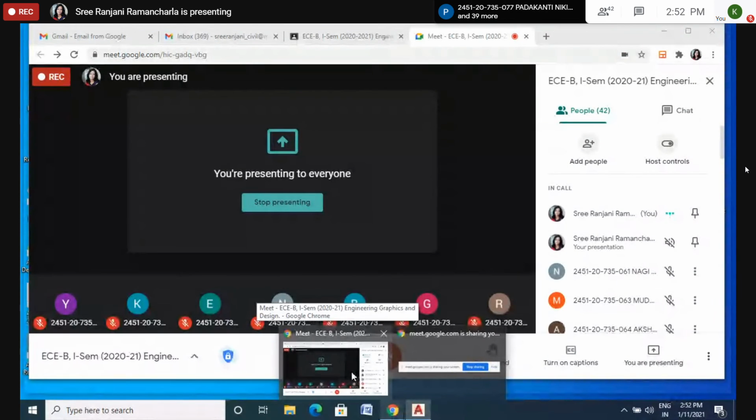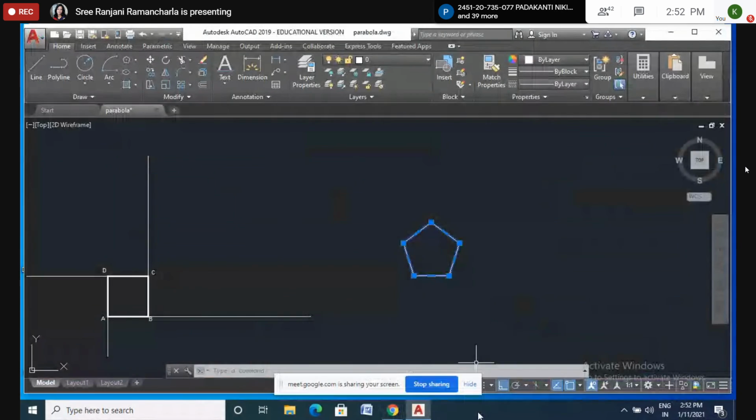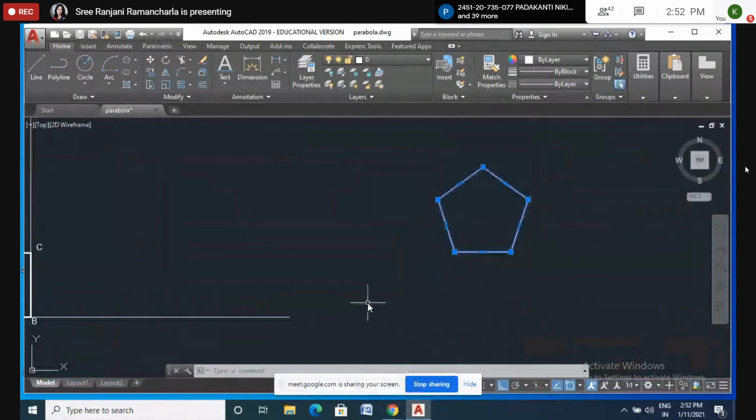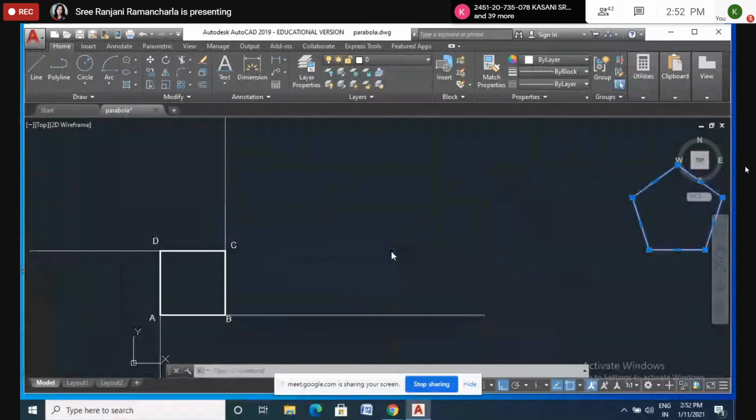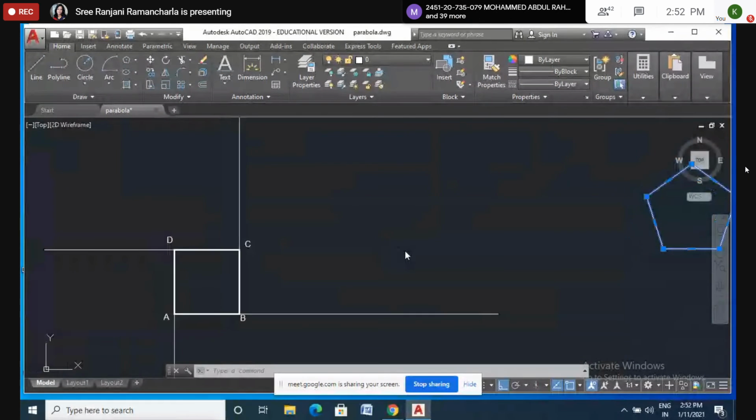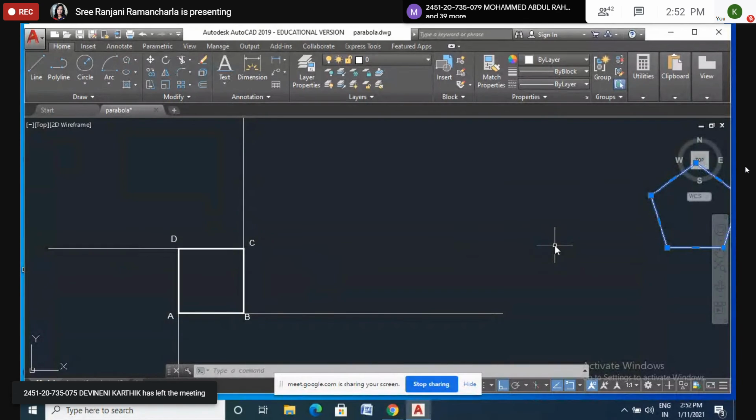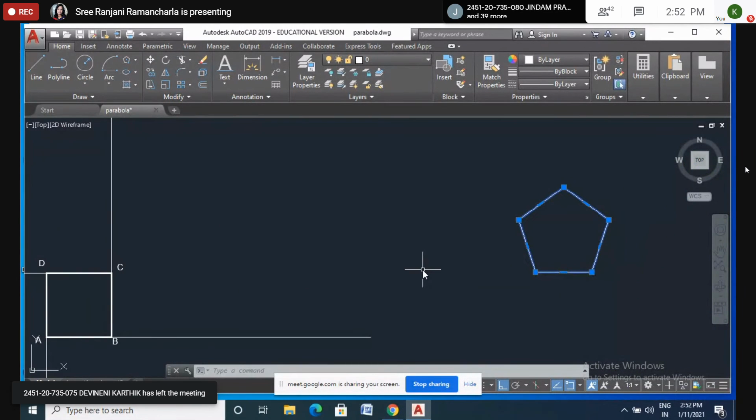Okay. I'm octagon, once again explain. Yes. How to? Octagon, yes, ma'am. Last diagram. A square or pentagon? Pentagon, ma'am. Pentagon. What are you asking? How to draw the pentagon? Yeah, ma'am. Once again you explain.